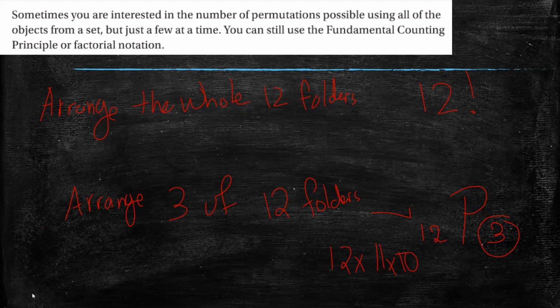Is it clear? To arrange the whole number, the whole of the 12 folders, I will use the factorial. If I want to arrange a certain number of the 12 folders, I will use the permutation. Let's have an example here.